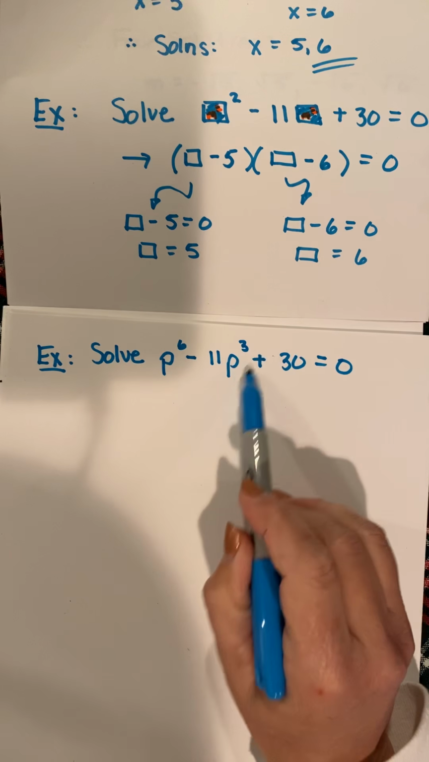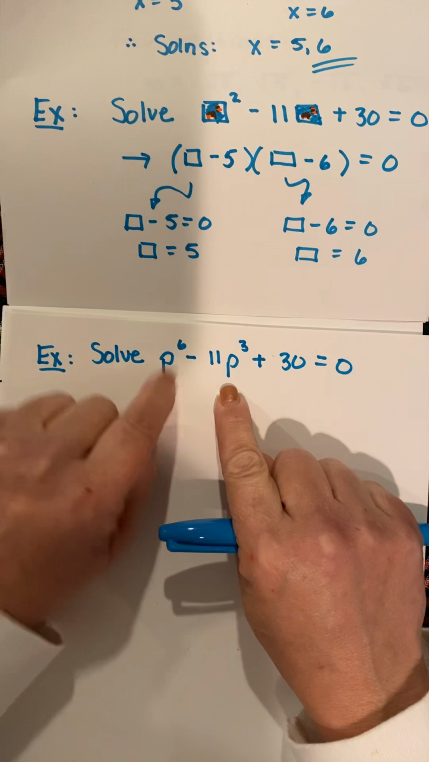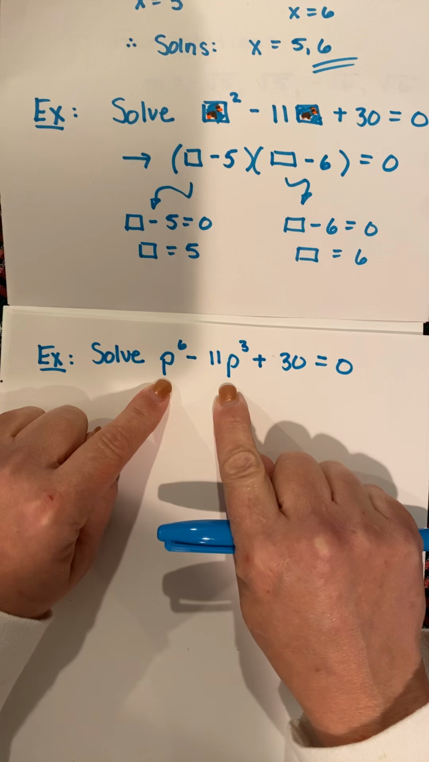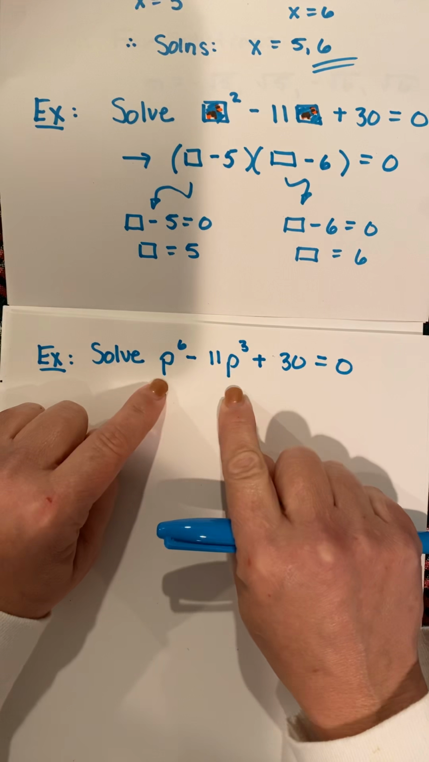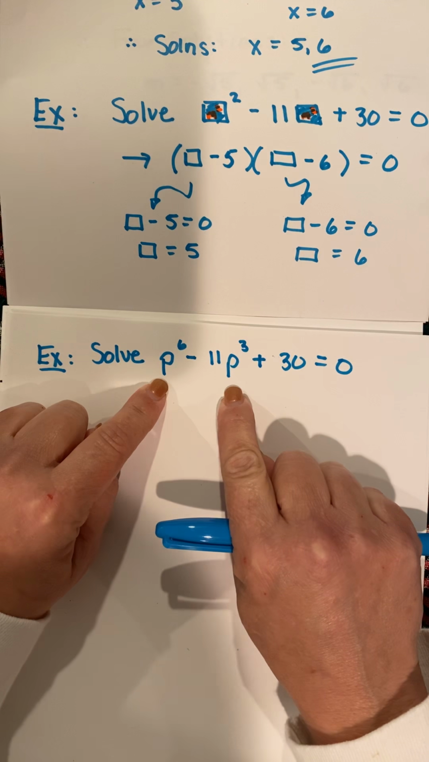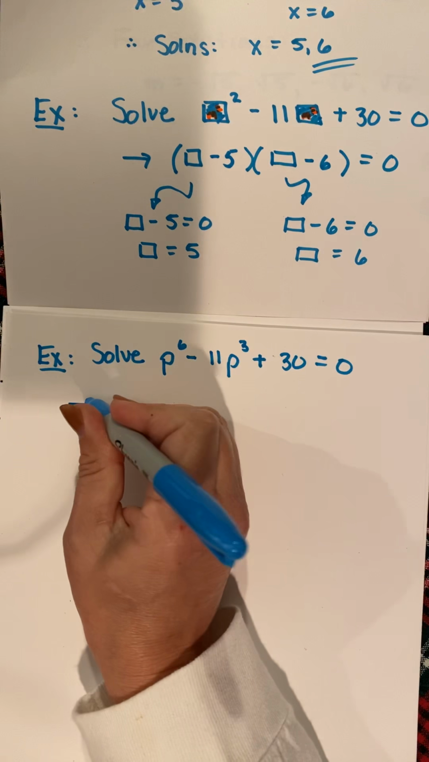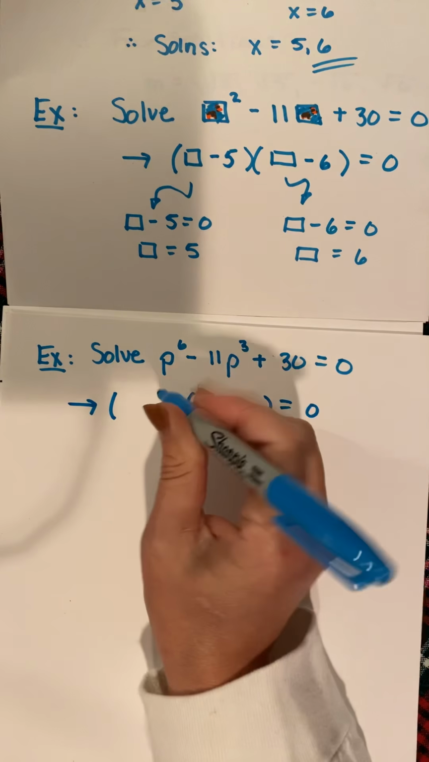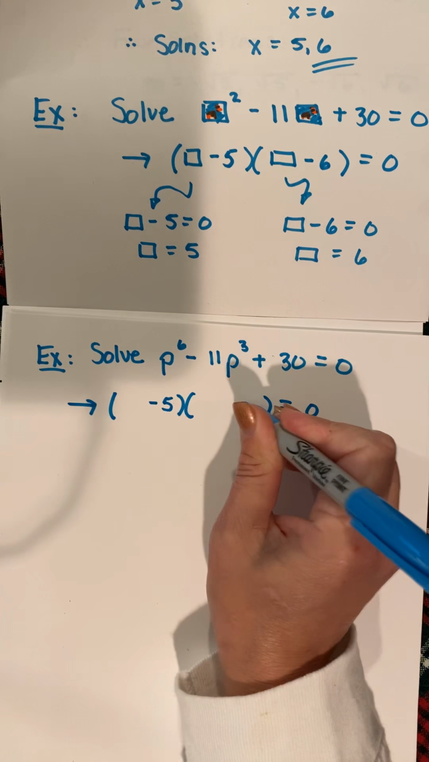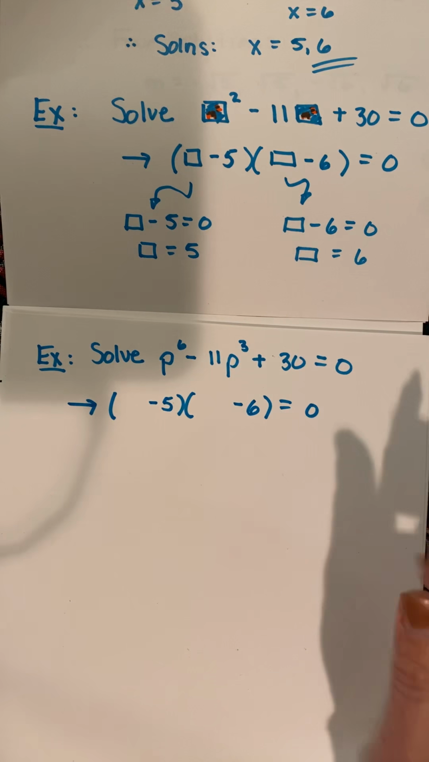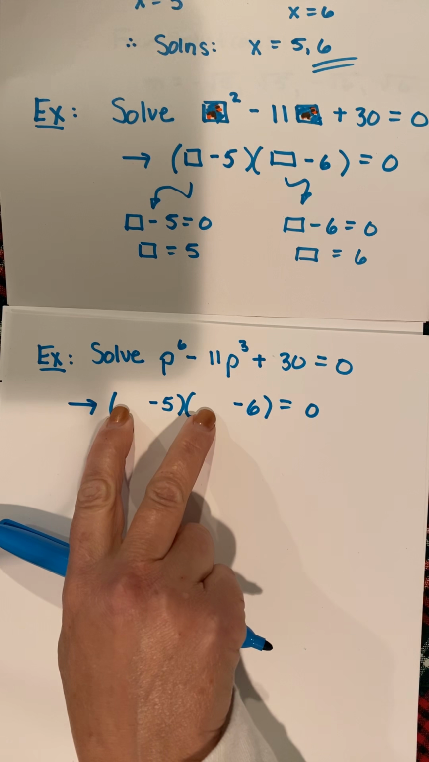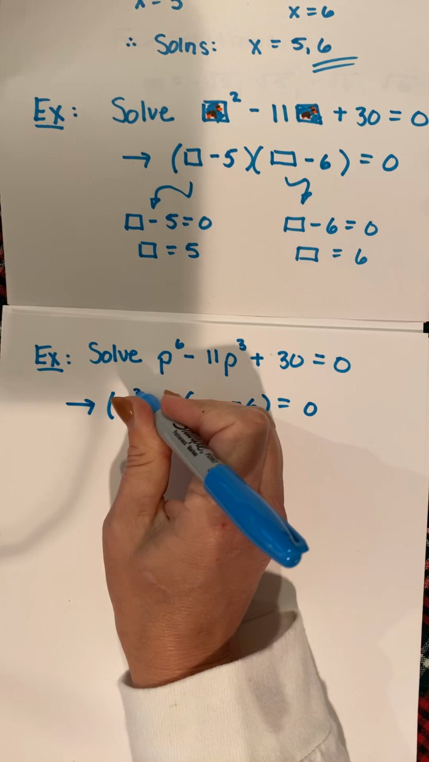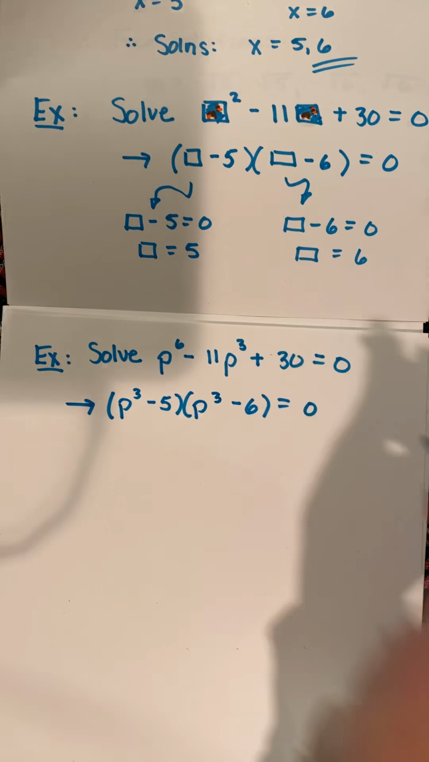And what I have here, I have p's here and here, and this power is double that power. And for the sake of this section and the introduction to these types of problems, that's how it's going to remain for this section. So this is going to factor nicely. We're still going to have the minus 5 and the minus 6 inside the parentheses as part of our factors. And what's going to go here and here that we can multiply together to get p to the 6th is what this term is in the middle. P cubed minus 5 and p cubed minus 6.